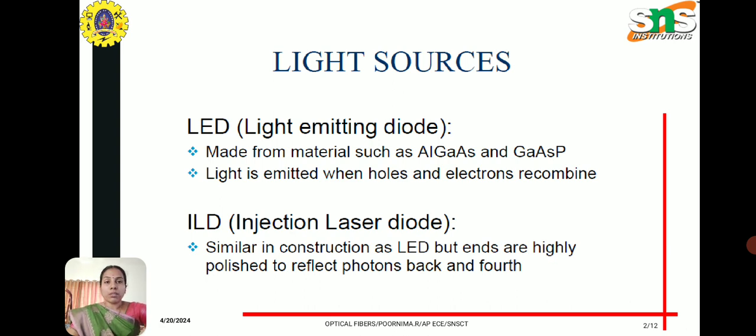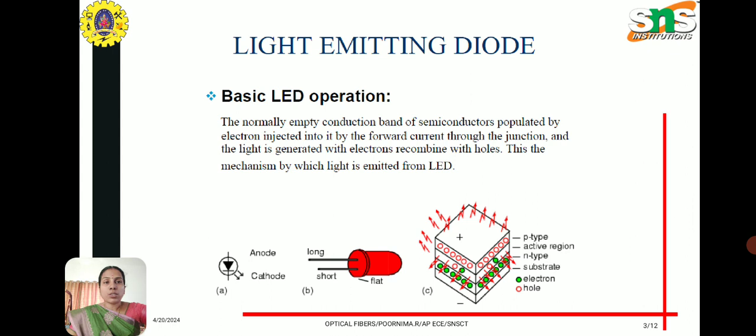LEDs are made from materials such as aluminum gallium arsenide and gallium arsenide phosphide. These are the compound semiconductor materials which have the property of light emission. Light is emitted when the holes and electrons recombine. And ILD is similar in construction to LED, but the ends are highly polished to reflect the photons back and forth. First we shall discuss light emitting diodes.